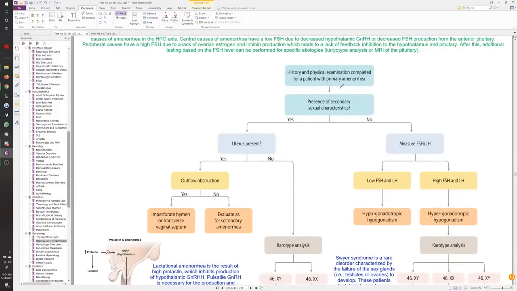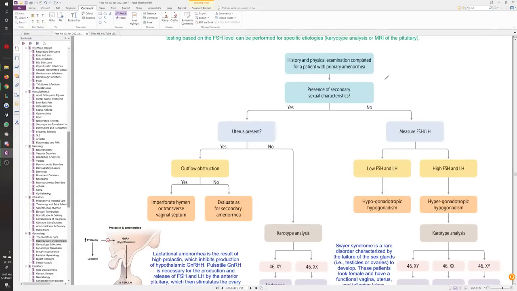So of course, when a patient comes in with primary amenorrhea, you do a history and physical exam, and that's done, right? And of course, you check for pregnancy. So I don't know why they keep forgetting to put that here. Like that needs to be there. That's like the key answer choice. Check for hCG. Right? You do the physical exam, you check for hCG, make sure she's not pregnant. Great, she's not pregnant. So now you check for presence of secondary sexual characteristics.